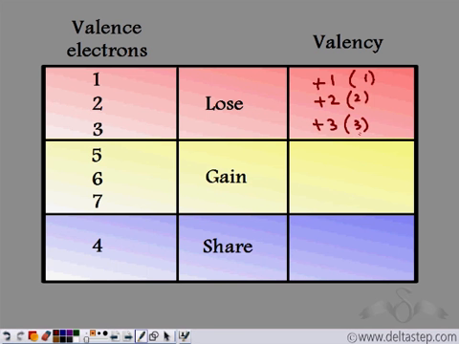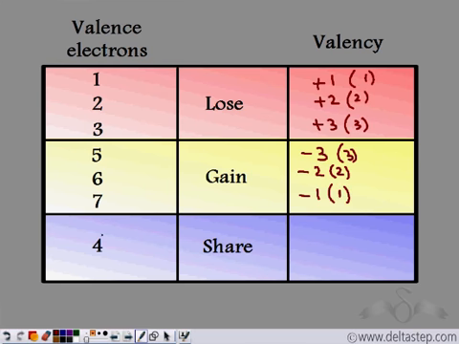When any atom has 5 valence electrons, it's not very easy to give away these 5 electrons. Instead, it tries to gain 3 electrons. So by gaining 3 electrons, its valency becomes minus 3. That is, it gains 3 electrons. So now it has 3 extra negative charges, and that is why we get minus 3. Or it can be simply 3. Similarly, when it has 6 valence electrons, it can gain 2 electrons. In case an atom has 7 valence electrons, it gains 1 electron.